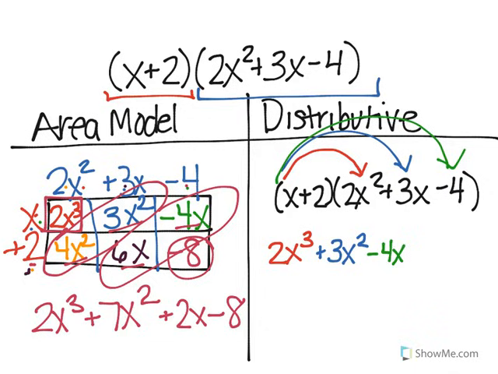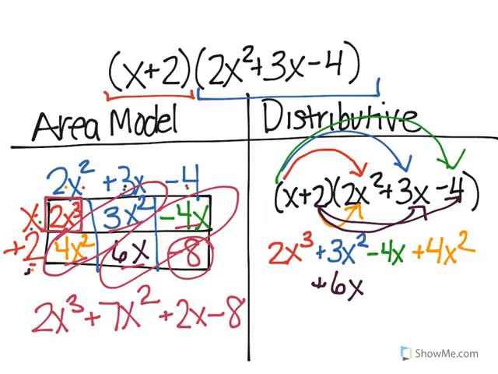So I'll multiply 2 times 2x squared, which is 4x squared. 2 times 3x is 6x. And 2 times negative 4 is negative 8x. Now I just have to combine my like terms.